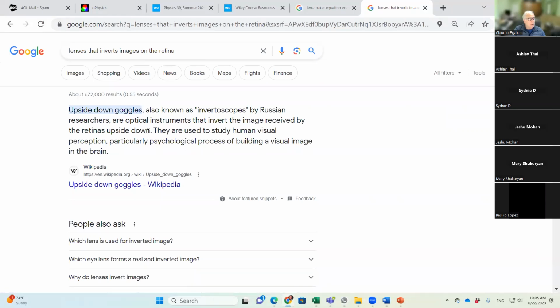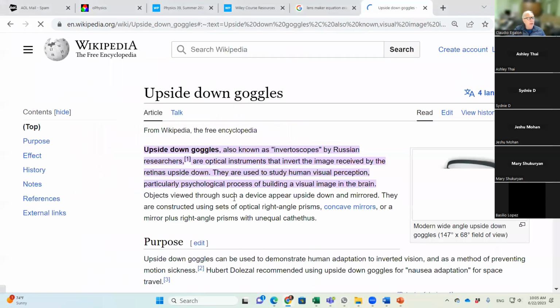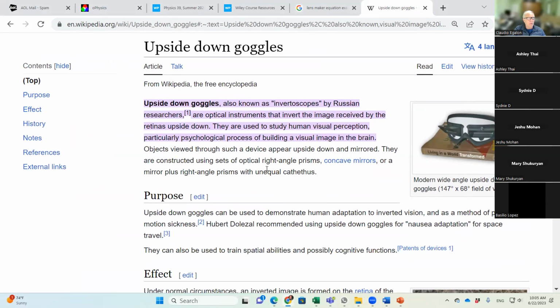Upside down goggles, also known as invertoscopes, okay? Those things exist by Russian researchers, are optical instruments, upside down goggles, that's how they call it, that invert the image received by the retina upside down, okay? They're used to study human visual perception, particularly the psychological process of building a visual image in the brain. So we have here, you go, Wikipedia. Okay, upside down goggles, invertoscopes.